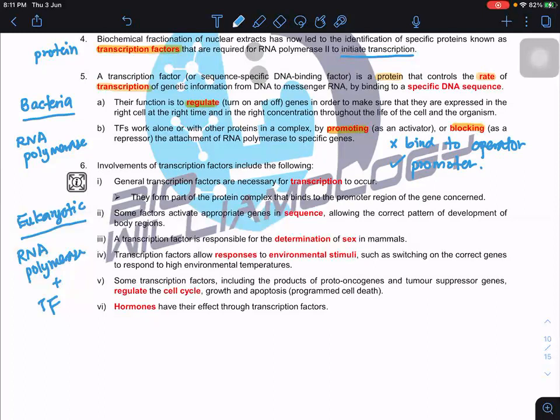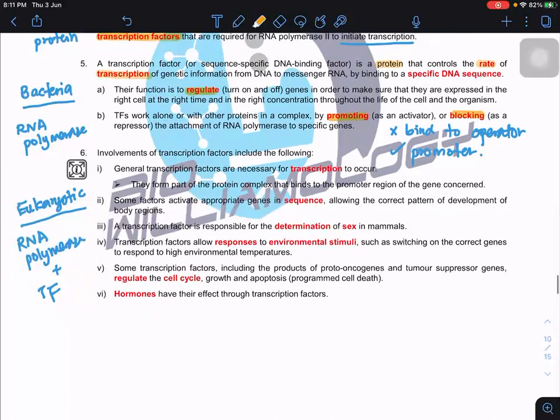So what is the involvement of transcription factors? For example, they are involved in the transcription process. As usual, the general role is that they make sure they activate the appropriate gene in a sequence. So for example, who comes first? You must have this gene come first, this protein come first, and then followed by another one. For example, in terms of the cell cycle, we have to proceed from the interphase, then go to the prophase, prophase go to the metaphase. So it means that they must control the cell cycle in the correct order. So transcription factors can do this for us.